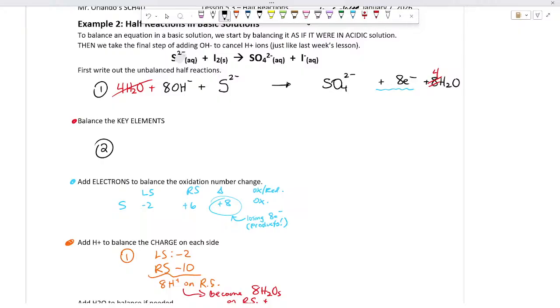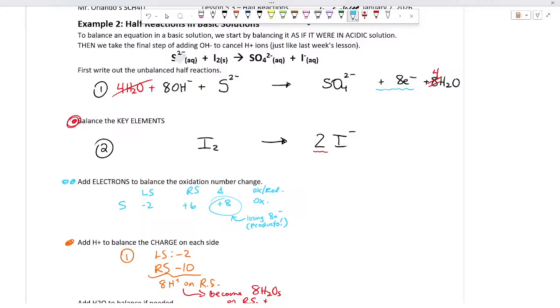What's the second half reaction? Diatomic iodine yields iodine ions. Okay, and we'll go again. First step, just balancing the key elements. What do we need to do that? Very good. So we need 2 there. Okay.